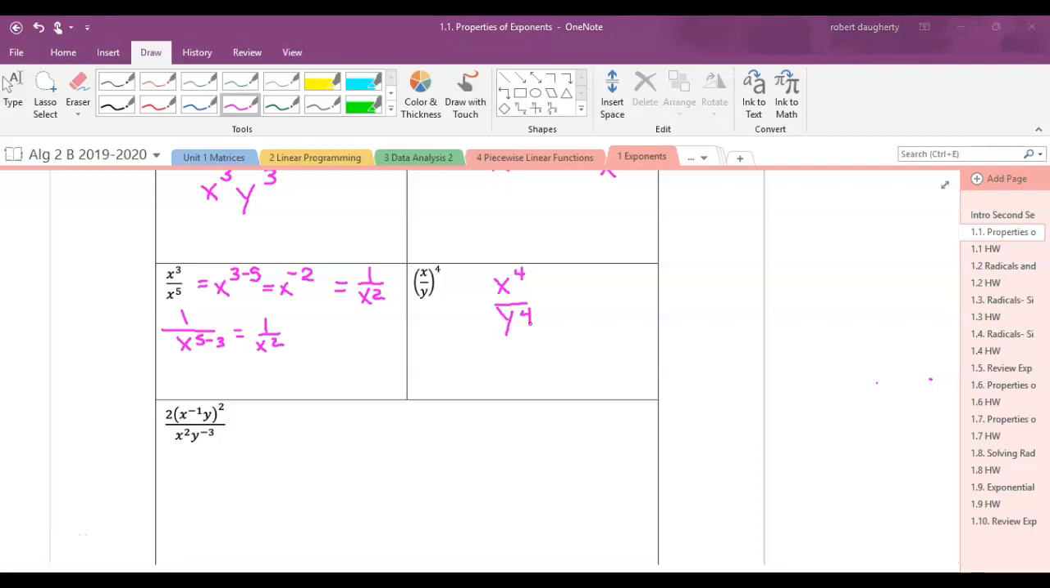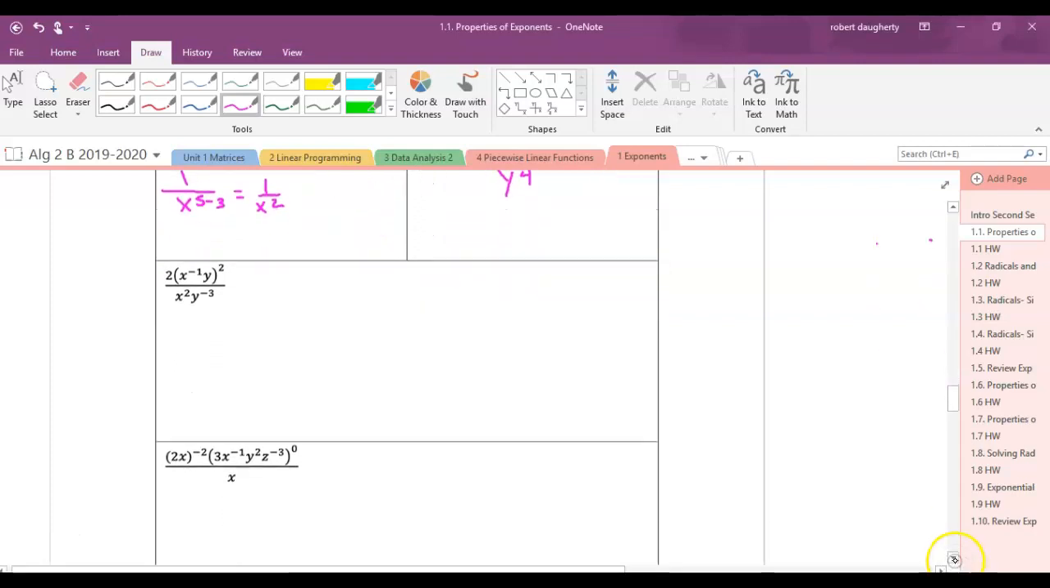See how easy it is? You've got to be able to talk to yourself, or however you do this, and just talk through what really needs to happen here. Okay, so I've got 2 times x to the negative 1 y squared over x squared y to the negative third. I want to simplify this. I don't want any negative exponents. So what's going on here? What is being squared? Yeah, x to the negative 1 y is all being squared.